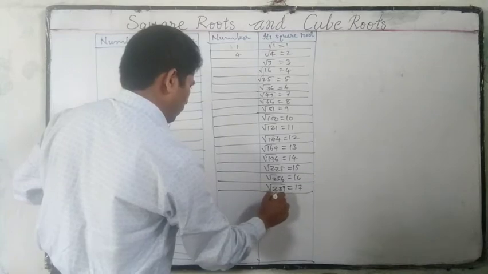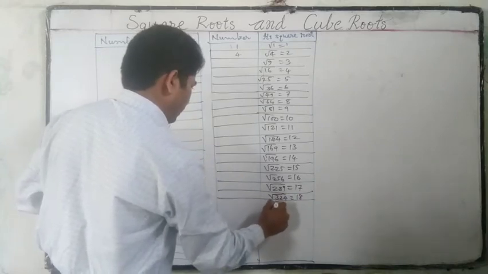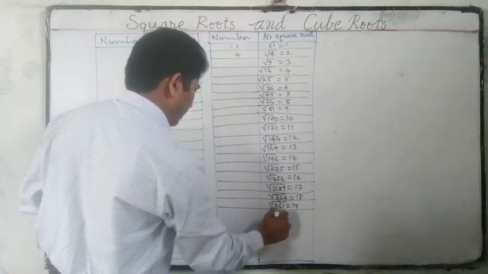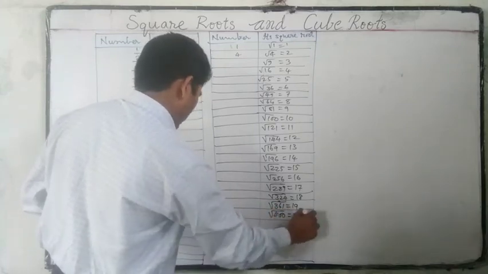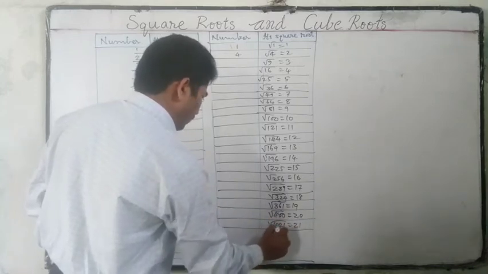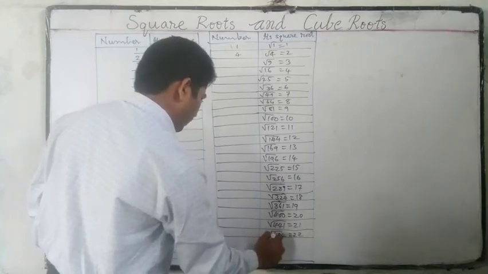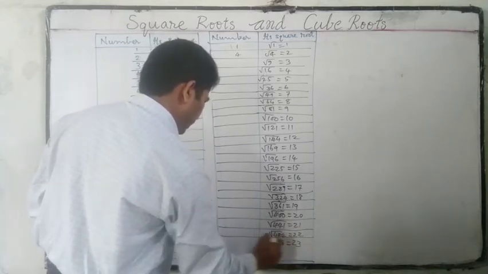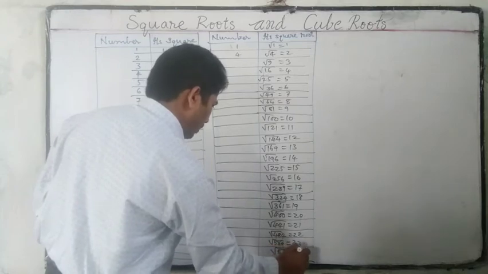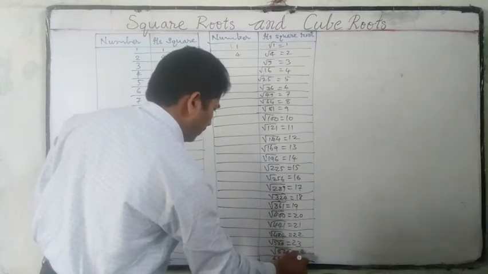Square root of 324, 18, square root of 361, 19, square root of 400, 20, square root of 441, 21, square root of 484, 22, square root of 529, 23, square root of 576, 24, square root of 625, 25.